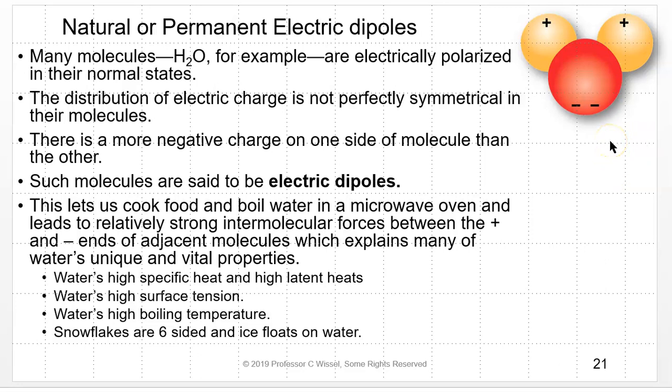But those bonds, despite being relatively weak, cause unique properties for water. Water has high specific heat and high latent heat, which is why we use it as a cooling fluid. Water has high surface tension. Water has a high boiling temperature. There's also the fact that snowflakes are six-sided and ice floats on water. And we're not going to go into details with that. If you're interested in that, I'll be happy to explain it to you after class.